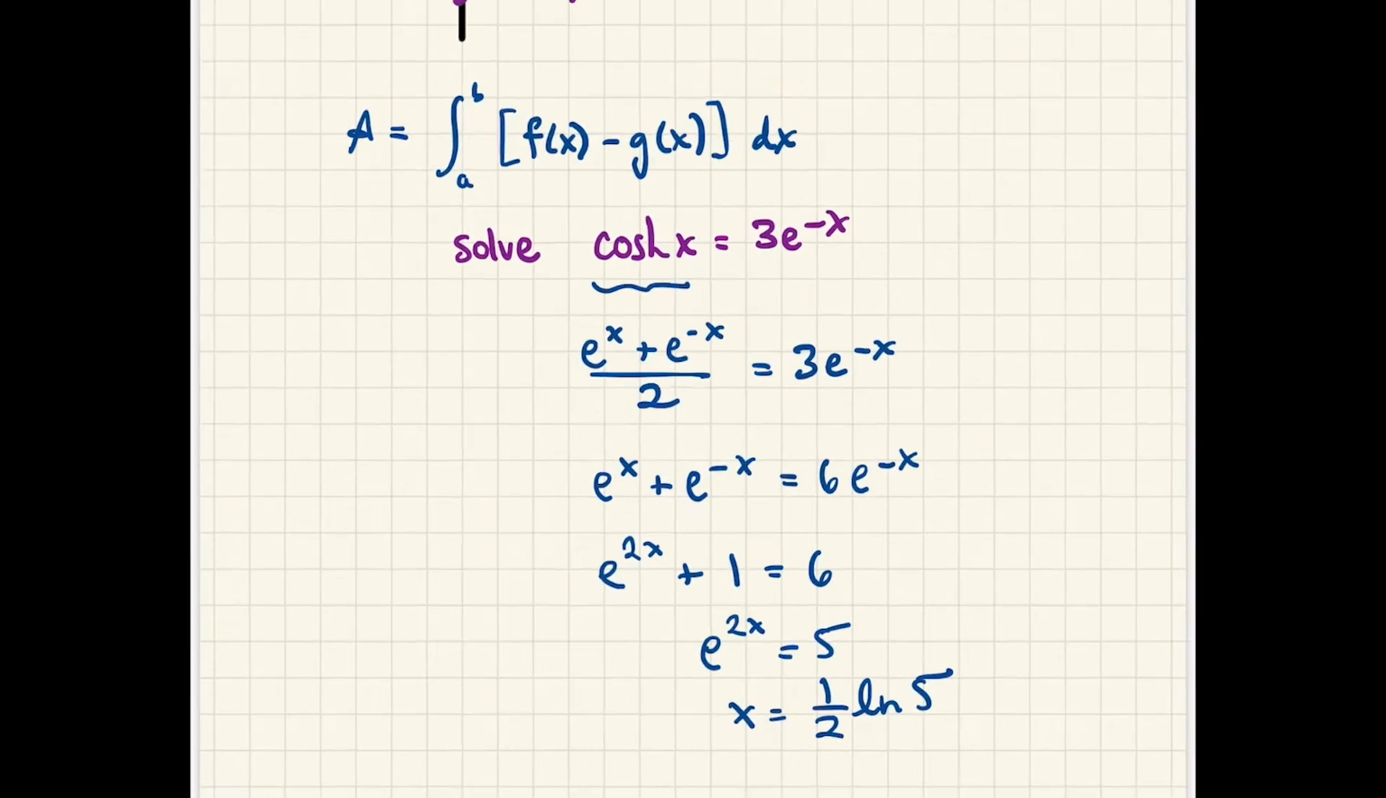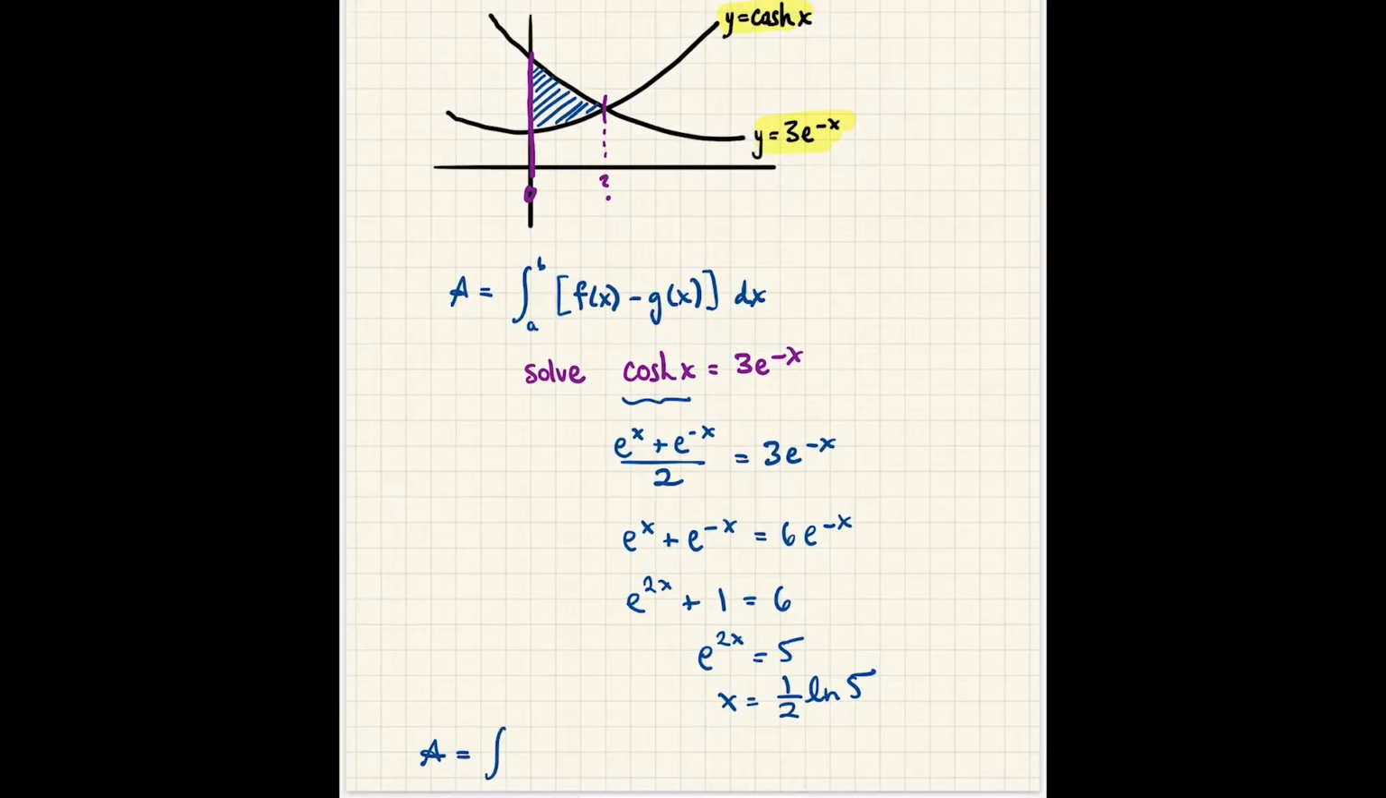So that means that our area is the integral from 0 to 1/2 ln 5 of the upper function, and we can see that that's 3 e to the negative x, minus the lower function, which is cosh of x, dx.